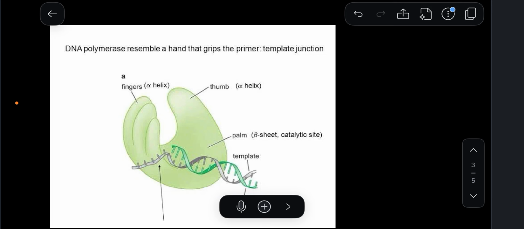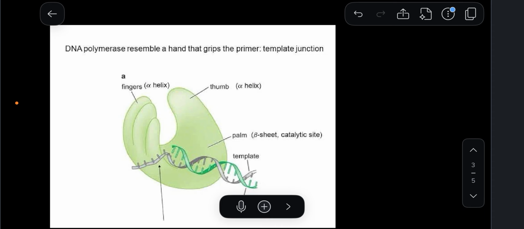In this active site, the nucleophilic reaction takes place, in which the phosphodiester bond is created between the incoming nucleotide and the 3' OH of the already existing nucleotide of the growing strand. So these three domains play a very vital role in synthesizing the growing DNA strand. So this is about the DNA polymerase enzyme.